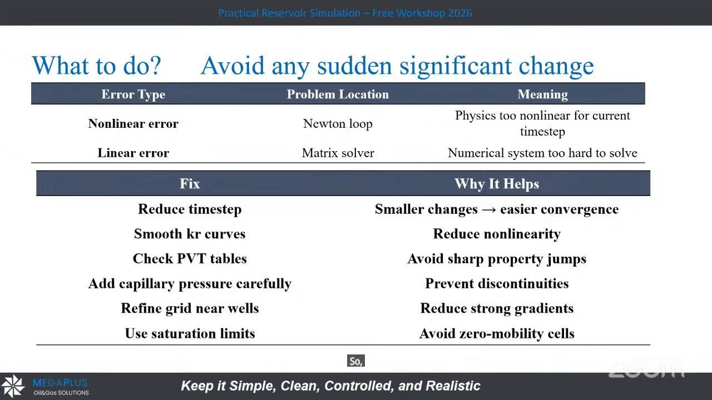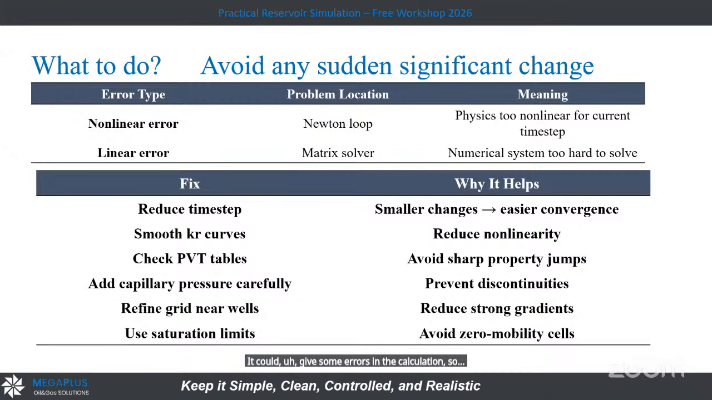How do you make it smooth? Reduce your time steps as much as you can. Smooth the relative permeability curve, check the PVT tables, the capillary pressure must also be checked, and refine the grid near wells. Sometimes if you have a coarse grid around the perforation, the interface between the cells and the perforation could give some errors in the calculation.